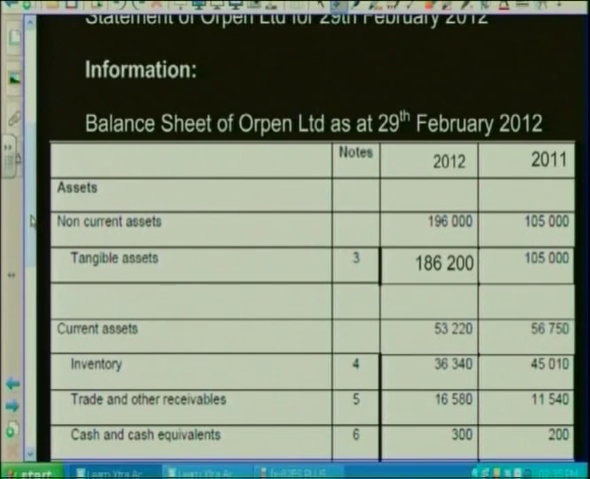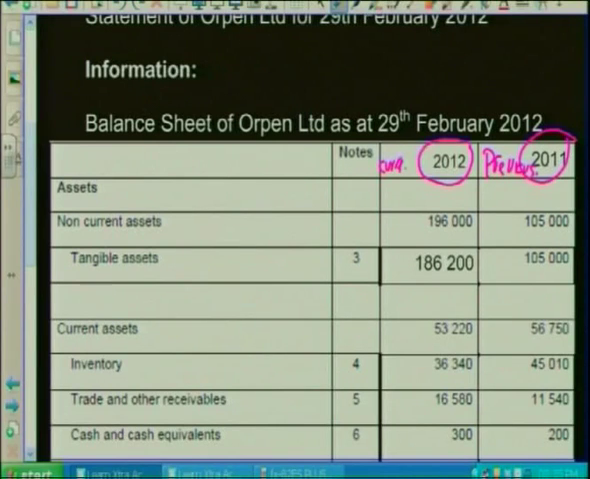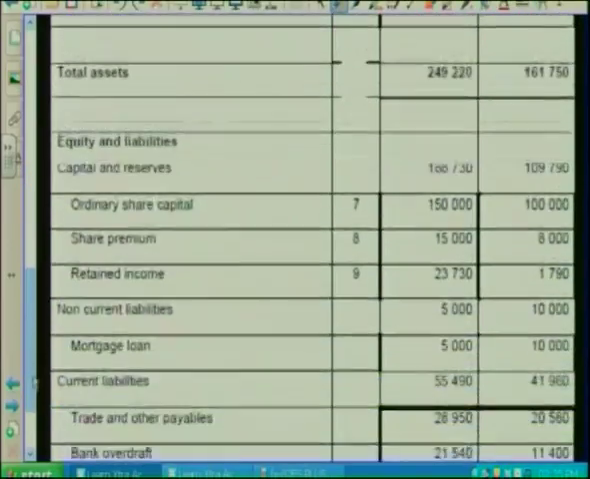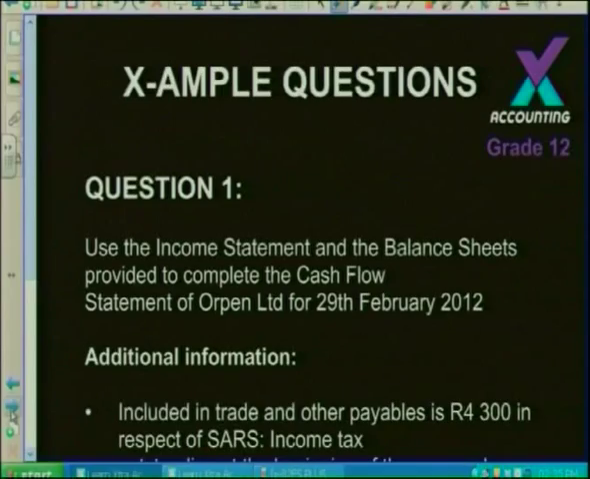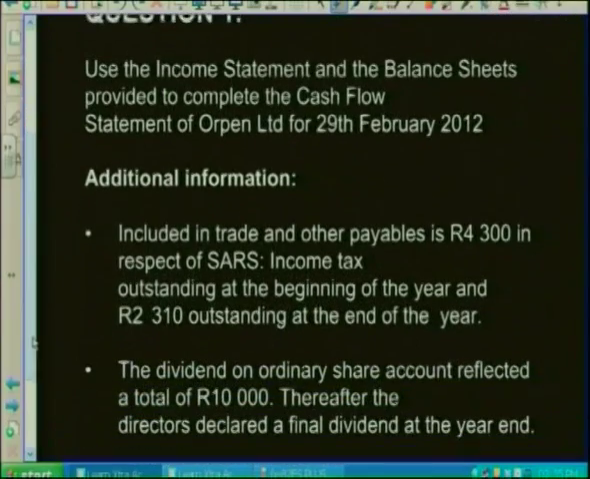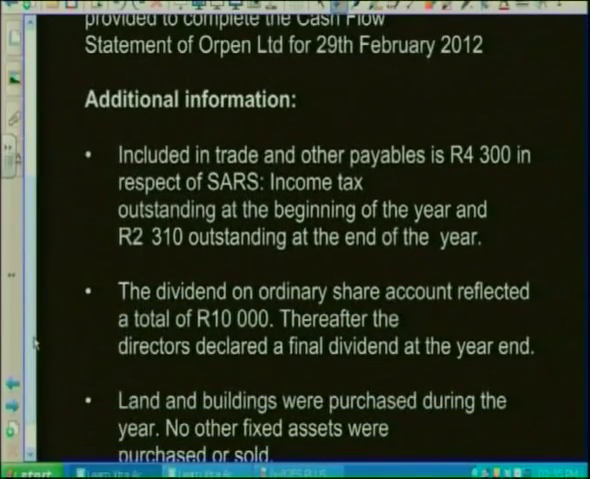the balance sheet of Open Limited as at 29th of Feb 2012, and the balance sheet we have for 2012 as well as 2011. So immediately I've been given the previous year's balance sheet as well as the current year's balance sheet. Okay, if we move down, the next bit of information, we've got some additional information.